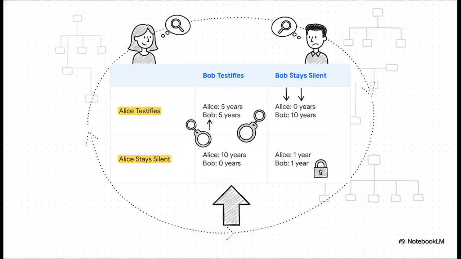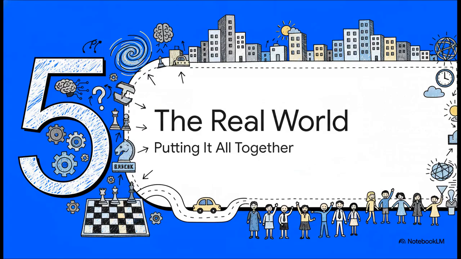Put yourself in Alice's shoes. She has no idea what Bob is going to do. So she thinks, okay, if Bob rats me out, I should definitely rat him out too. 5 years is better than 10. And if Bob stays silent, my best move is still to rat him out. I'd get 0 years instead of 1. So no matter what Bob does, Alice is better off testifying. And Bob, of course, is thinking the exact same thing. So they both testify, and they both get 5 years, even though they could have gotten just 1 year each if they'd both kept quiet. That's strategy for you.